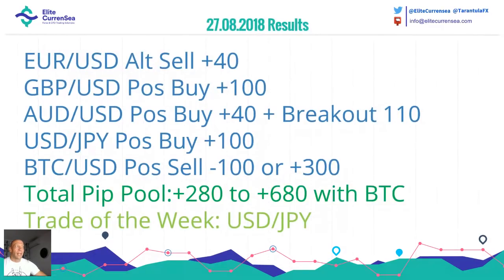And okay, guys, last week we had an excellent result. 40 pips with euro dollar, 100 pips with pound dollar, and the Australian dollar positional trade. If you traded the breakout trade, you could have made even 110 more pips. Dollar yen was also good for 100 pips. BTC was either, depending on your stop loss, minus 100 or plus 300. I will show you. The total pips pool without this breakout was 200, from 280 to 680 with Bitcoin. So again, we made a great result.